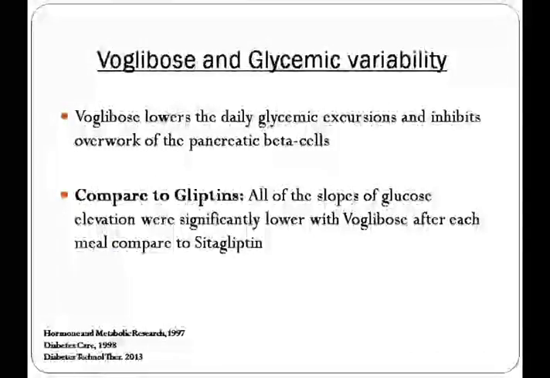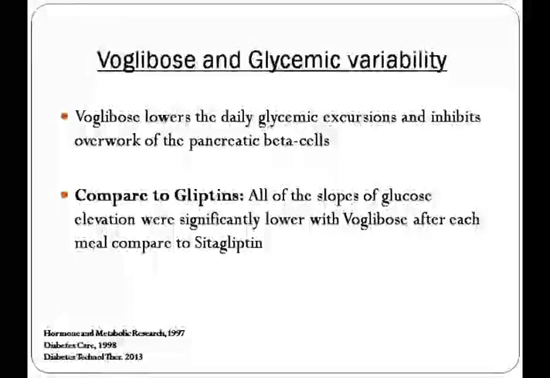Coming down to the glycemic variability part, Voglibose lowers the daily glycemic excursions and inhibits overworking of the pancreatic beta cells, allowing them to get some rest. Compared to gliptins and most other drugs, all of the slopes of glucose elevation were significantly lower in a head-on study between Voglibose and sitagliptin.